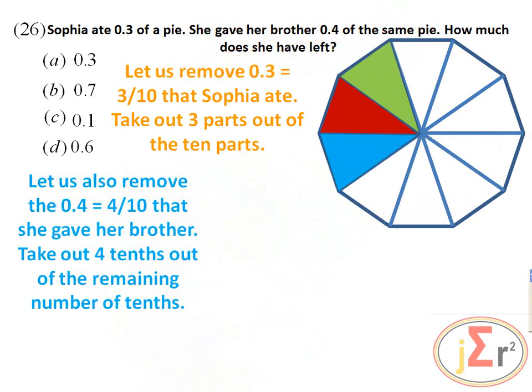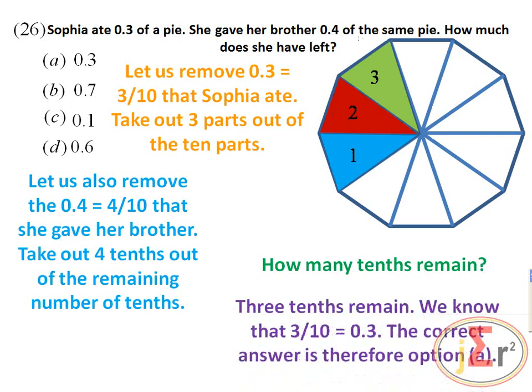And what is the question? How many tenths do we have remaining? 3. Alright, so we can see that quite easily. 1, 2, 3. We have 3 of them remaining. 3/10 remain. We know that 3/10 is equal to 0.3. The correct answer is therefore option A. As a matter of fact, we converted 0.3 and we got 3/10. Now that we have 3/10 remaining, we are sure that it is 0.3. Therefore, our answer is option A.